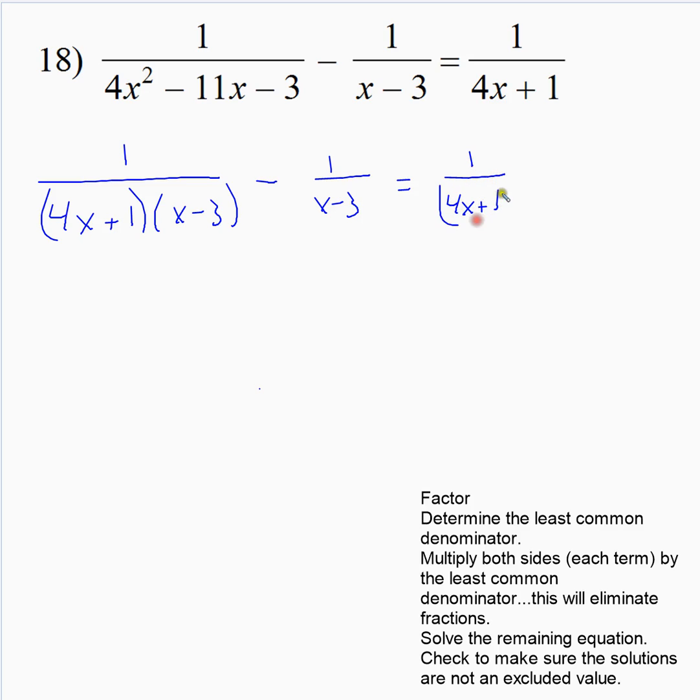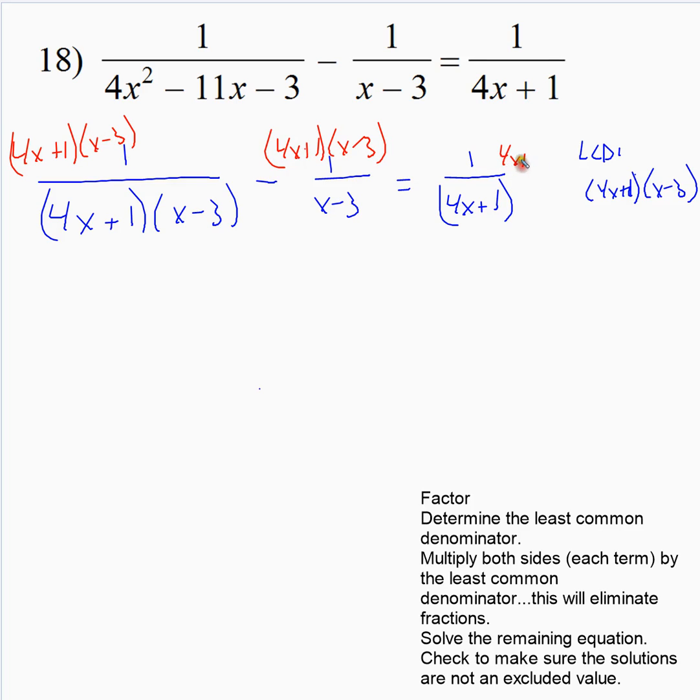Now our common denominator here is 4x plus 1 times x minus 3. So I'm going to multiply each term by that. So 4x plus 1 times x minus 3 by that term, 4x plus 1 times x minus 3 to this term, and the same thing over here. And what's going to happen is it will eliminate the fractions because of simplifying.